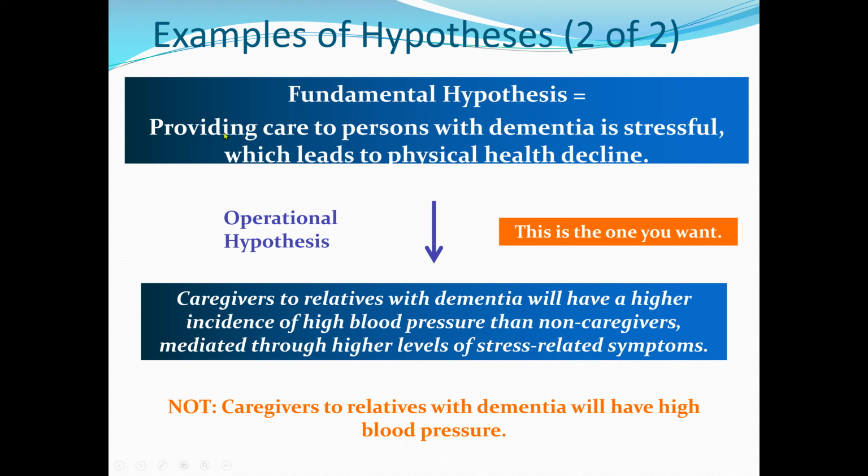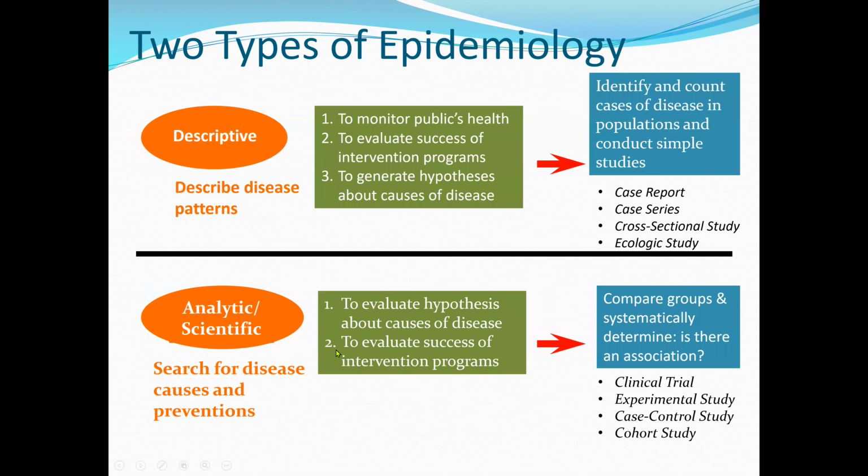Because here we say providing care to persons with dementia is stressful, which leads to physical health decline. But here we say caregivers to relatives with dementia will have a higher incidence of high blood pressure, so more specific, than non-caregivers, which is mediated through higher levels of stress-related symptoms.